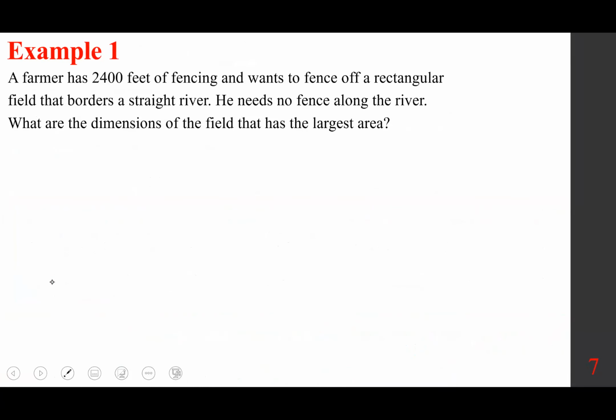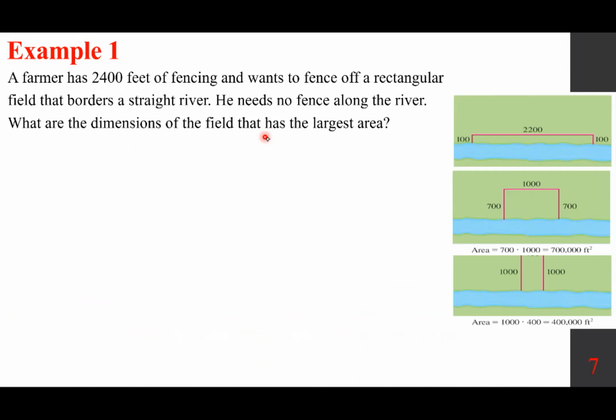So to get us started with this concept, a farmer has 2,400 feet of fencing and wants to fence off a rectangular field that borders a straight river. He needs no fence along the river. What are the dimensions of the field that has the largest area?